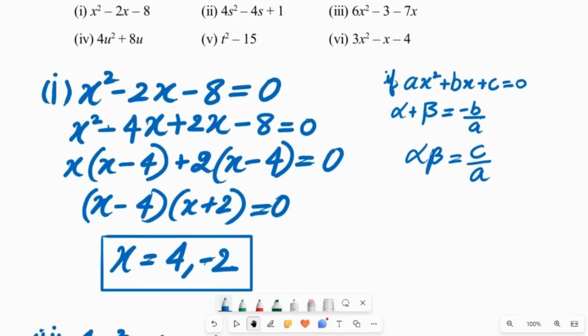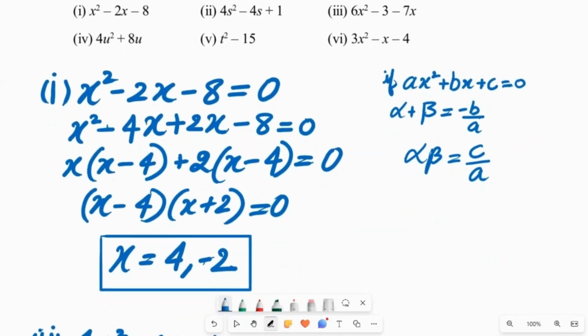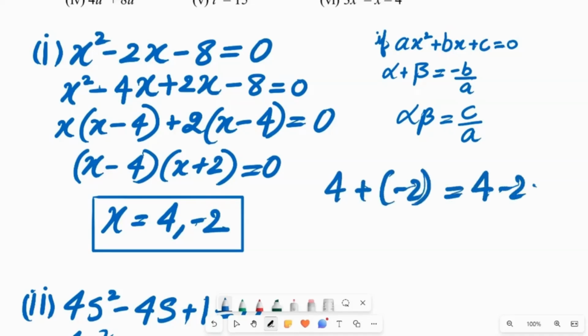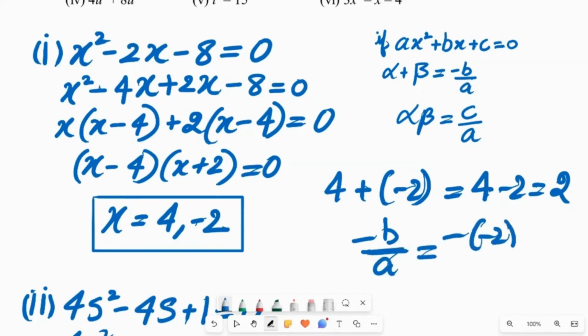If this is the first one, which is x square minus 2x minus 8, we equate it to 0 to find the zeros. So we would get the zeros 4 and minus 2. If we add both of the zeros, which is 4 plus minus 2, we would get 4 minus 2, which is 2. And in fact, if we try minus b by a, then what is b here? B is minus 2. So minus of minus 2 by 1 is 2. So sum of zeros is in fact minus b by a.